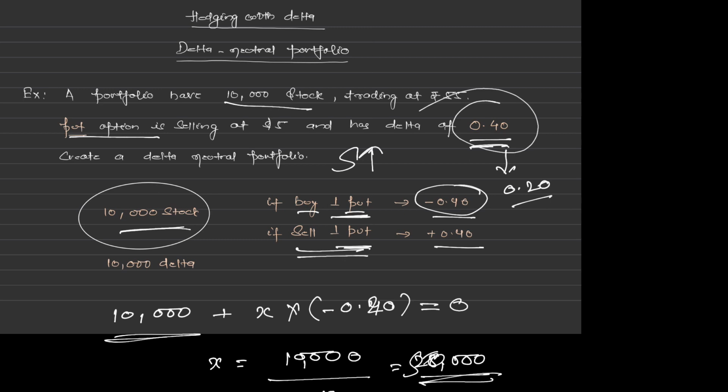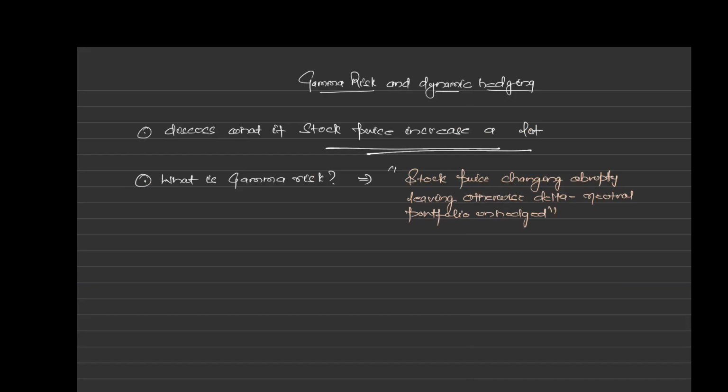It will change because the range of delta is between 0 to 1, and the strategy will not work. So therefore you have to move to something else that is called the delta gamma neutral strategy. So what is gamma risk? Stock price changing abruptly, leaving an otherwise delta neutral portfolio unhedged, right? If the stock price changes by a huge amount, if there are a lot of jumps in the stock price, this strategy will not work.